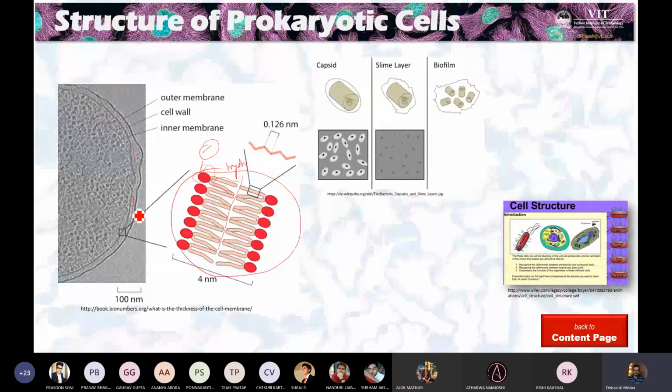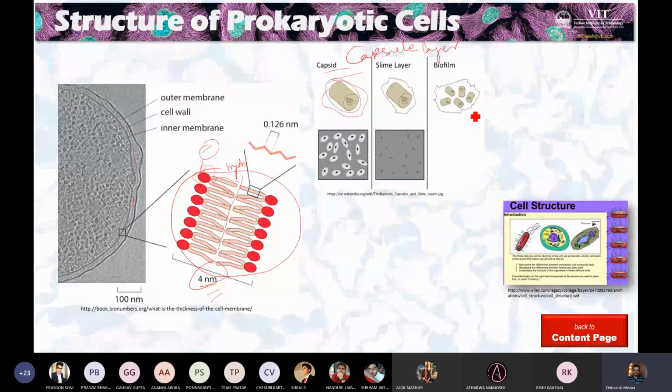So what is the thickness of the membrane? Often the membrane is 4 nanometer thick. So thin. Then you can see another layer above the membranes and cell walls. There is a slime layer. Often we call it the capsule layer. So capsid or capsule layer we call it. This is a slime layer.